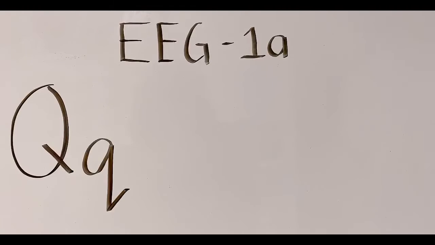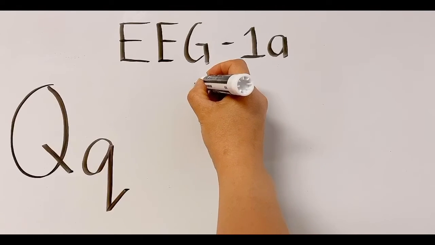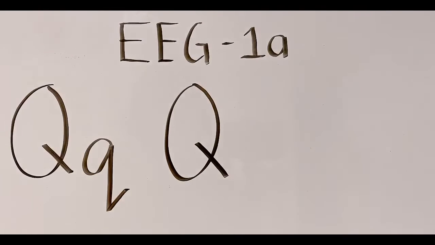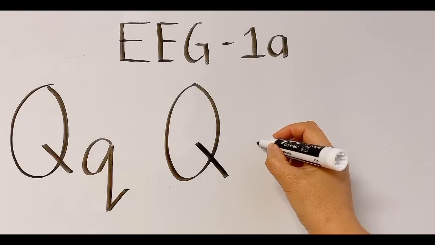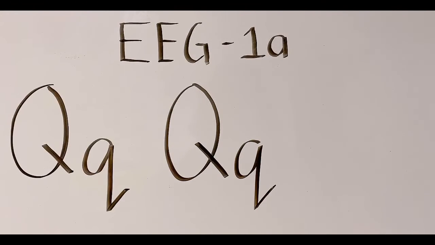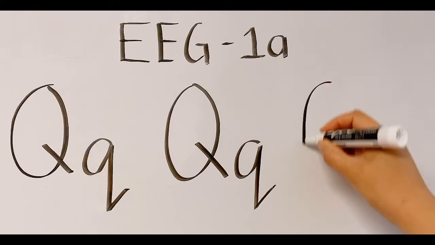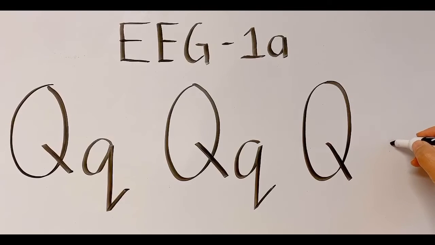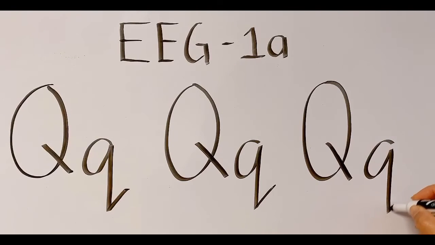Next, let's try the letter Q. Capital Q, small q. Let's write capital Q and the small q. Again, capital Q and the small q. Okay, very good.